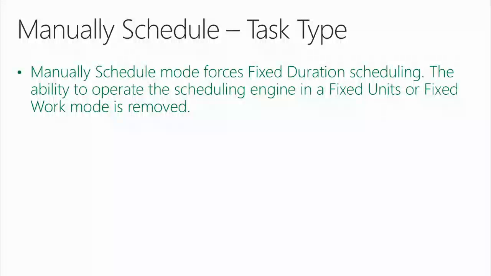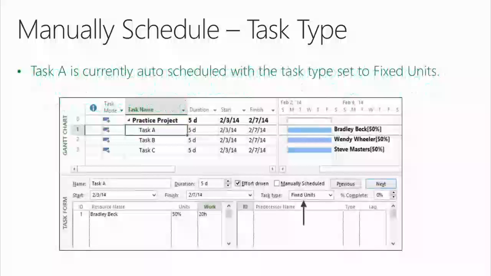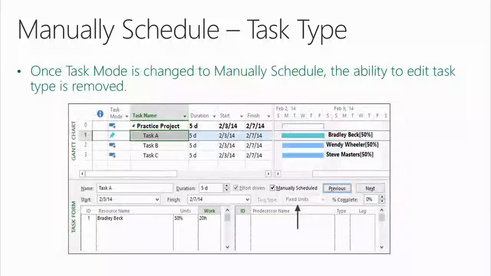Manually scheduled mode forces fixed duration scheduling. The ability to operate the scheduling engine in a fixed units or fixed work mode is removed. So the minute you change task mode to manually schedule, you've now signed up for fixed duration scheduling, period. Okay? All right, Terry. Task A, in my example, is currently auto-scheduled with the task type set to fixed units. All right? Once task mode is changed to manually schedule, the ability to edit task type is removed.